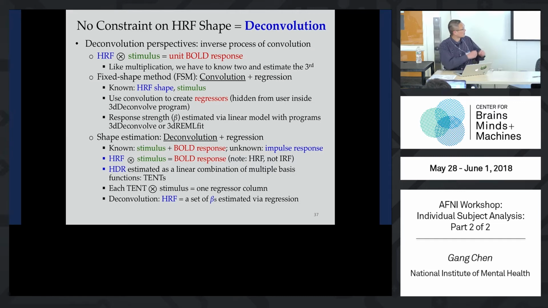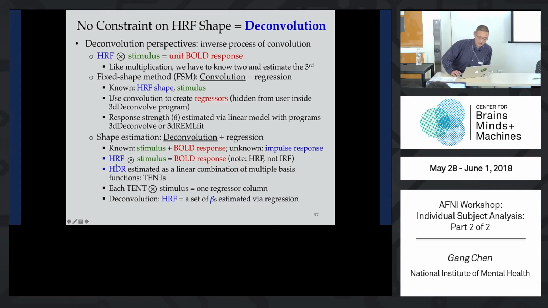So the word convolution, it's like you roll the carpet, right? You roll together. That's called a convolution. Deconvolution, basically you go the other direction, right? So that's the concept of deconvolution. It's like division: you have the final product, in our case the EPI data set, and you try to find out the hemodynamic response curve, the function.